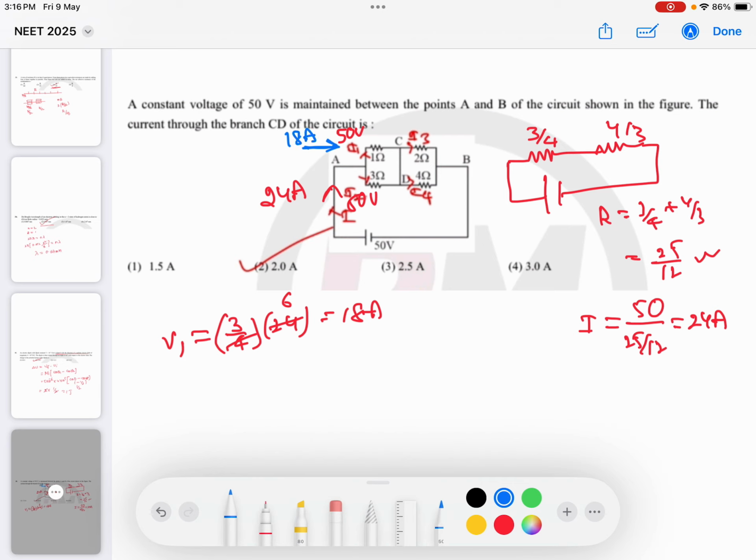In a similar fashion, I am taking the bottom. 18 amps is flowing, so in the bottom you can also calculate it, that goes to 16 amps of current will flow. Nothing but this side 16 amps. So according to Kirchhoff's law, at the point C, 16 amps going to the right side means the remaining 2 amps going to C2A.